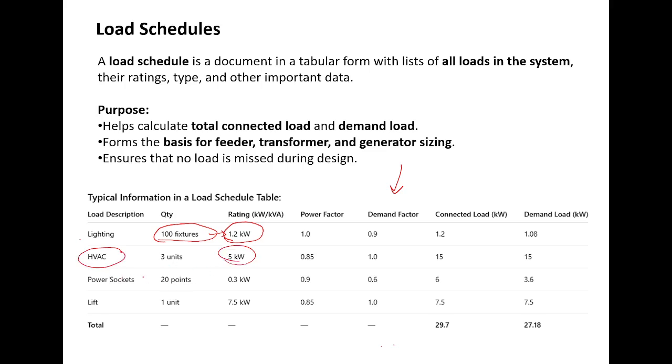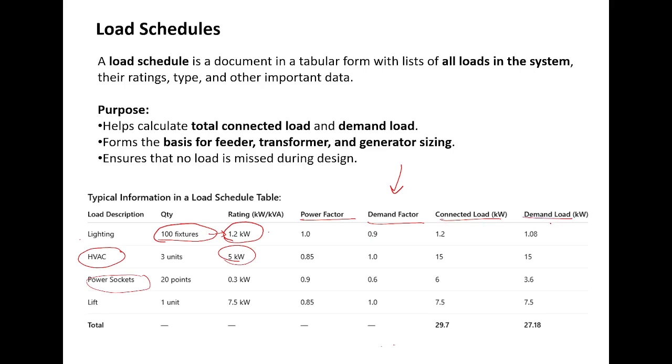We have these power sockets, and with the ratings you will find some more information over here: the power, what power factor we are considering, what the demand factor is, what the total connected load of these loads is, and what the demand load is.